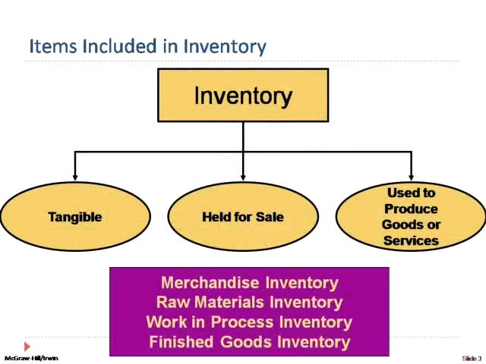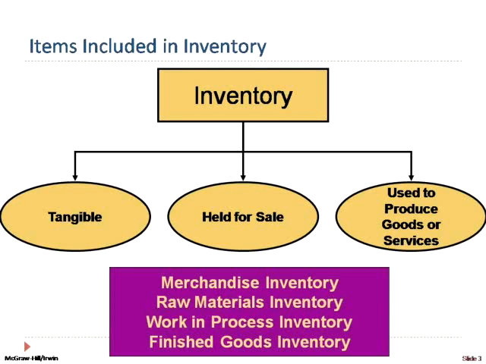Inventory is tangible property held for sale in the normal course of business or used in producing goods or services for sale. The following are types of inventory. Merchandise inventory includes goods held for resale in the normal course of business. The goods usually are acquired in a finished condition and are ready for sale without further processing.